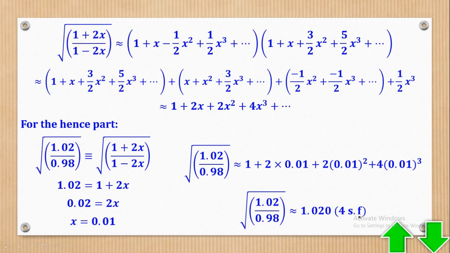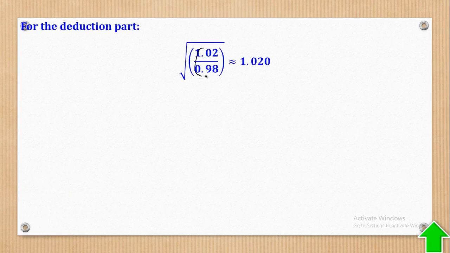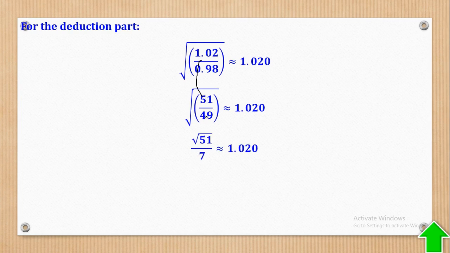What about the deduction part? For the deduction, you realize that we already know that this is equal to that. Therefore, for this one, even use the calculator and change it to a fraction, and you'll come up with this. The square root of 49 is 7, so it comes out. But I want to make this one the subject, so make it the subject, and I'll come up with this to the required accuracy.